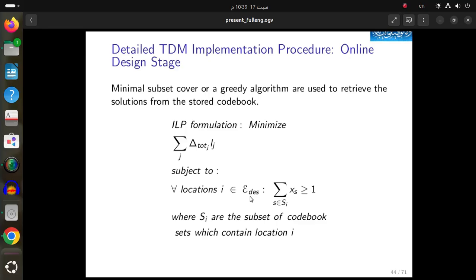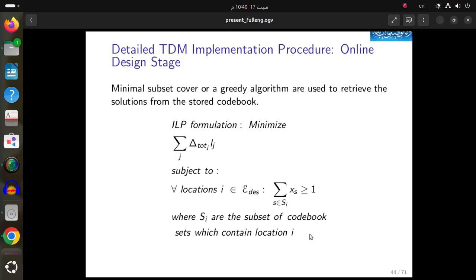At the same time, for all locations that should not be excited, we define a constraint that the summation of the membership variables should be less than or equal to the number of sets in which they lie, or 0, preferably 0. It should not be chosen.